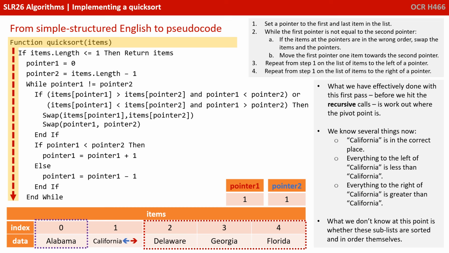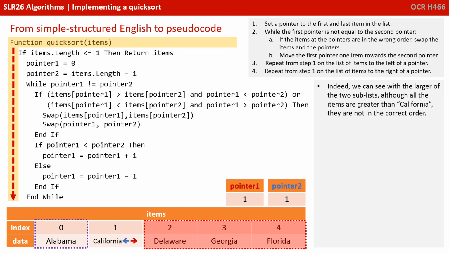What we've effectively done with the first pass, before we hit the recursive calls, is work out where the pivot point is. We know several things now. California is in the correct place. Everything to the left of California is less than California, and everything to the right of California is greater than California. What we don't know at this point is whether these sublists are sorted and in order themselves.